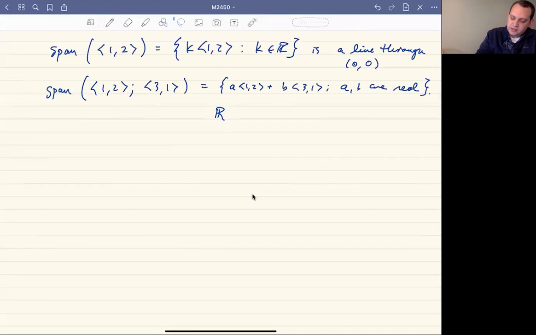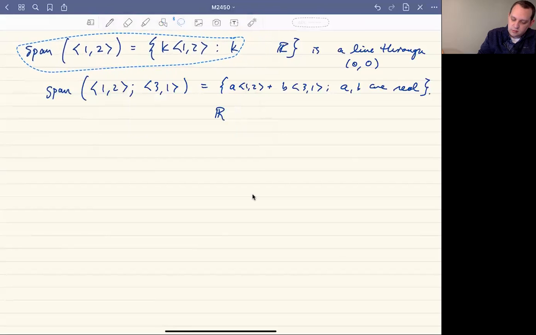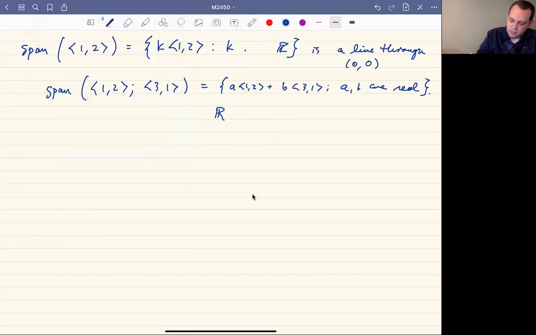Okay, I realized that this funny symbol here I should explicitly write out. Where k is a real number. Okay, so where k is real. And again, we said that this was R2 in the case of the span of the two vectors (1, 2) and (3, 1). A few other things can happen.